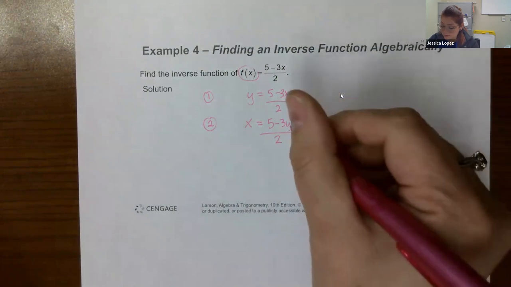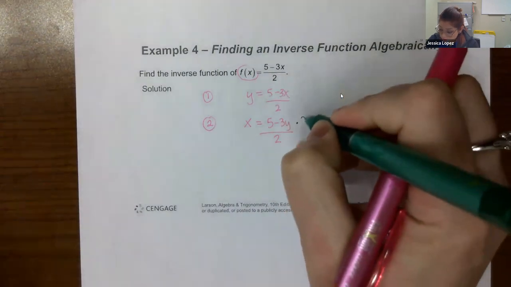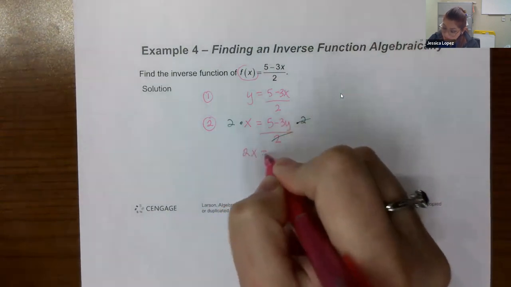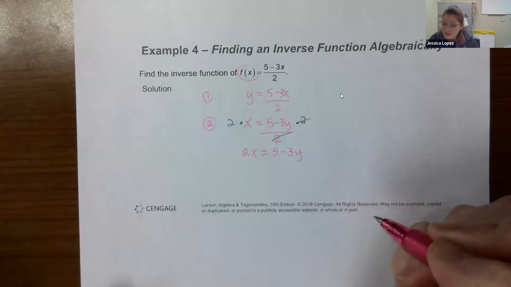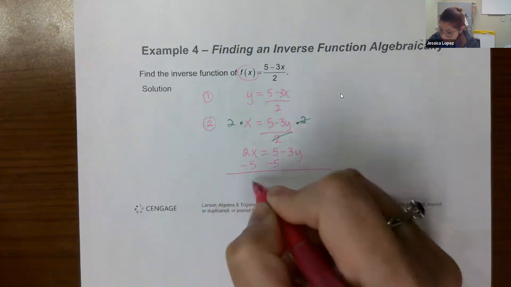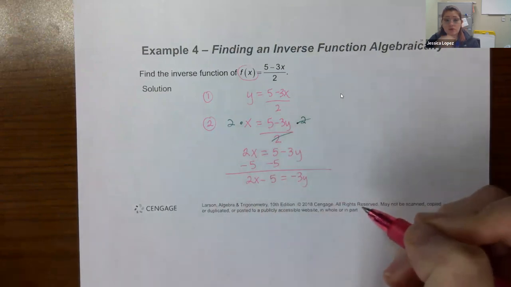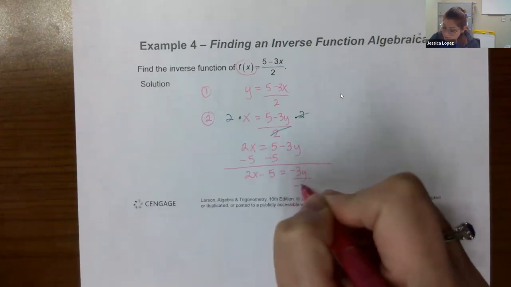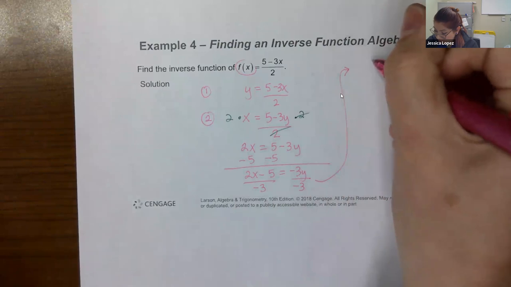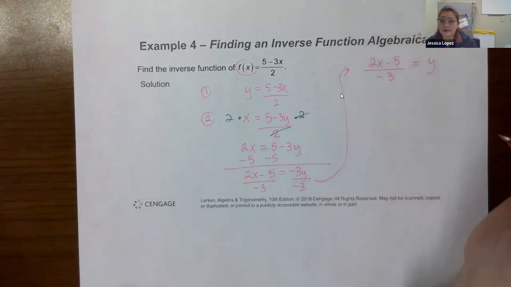Now, to solve for y, that means to get y by itself, I definitely want to get rid of this fraction. So I'm going to multiply by 2 on both sides to cancel that. And I will end up with 2x equals 5 minus 3y. Further, if I want to get y by itself, I'm going to have to subtract 5. So I get 2x minus 5 equal to negative 3y. And then to completely solve for y, I'm going to divide both sides by negative 3. And so this becomes (2x minus 5) over negative 3 equals y all by itself.